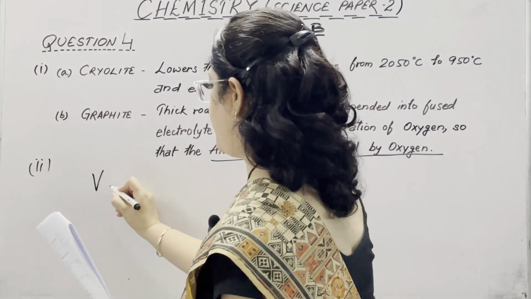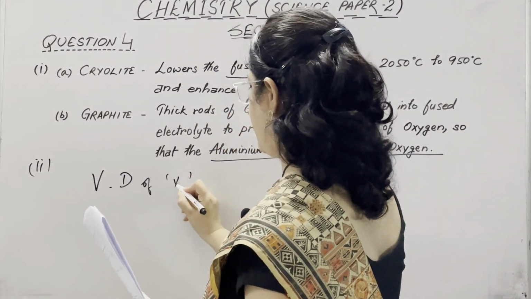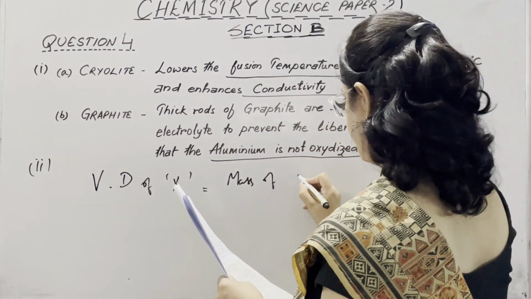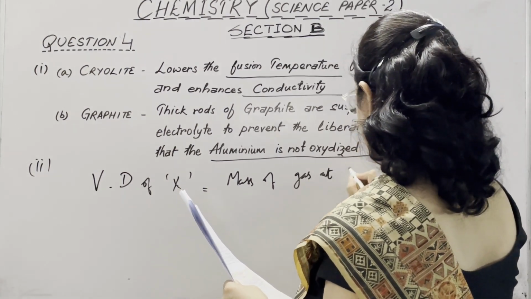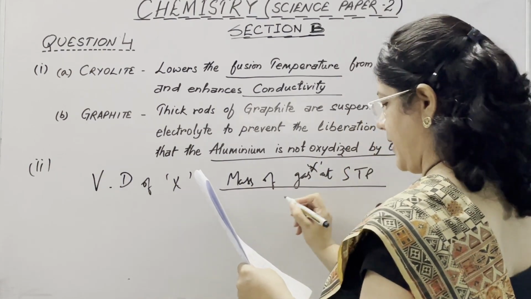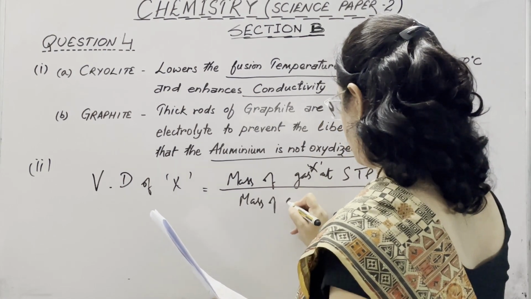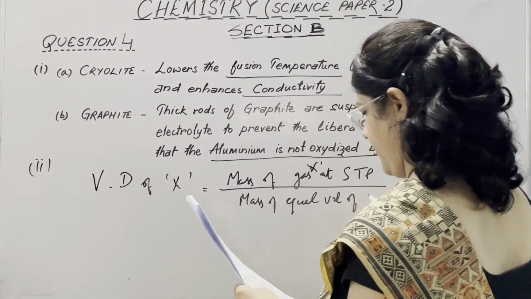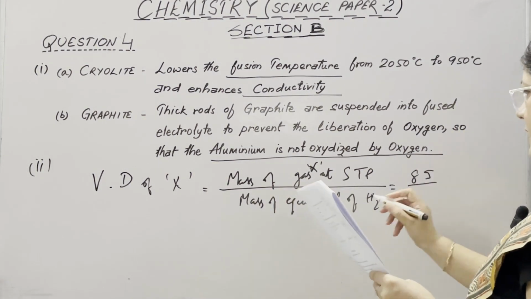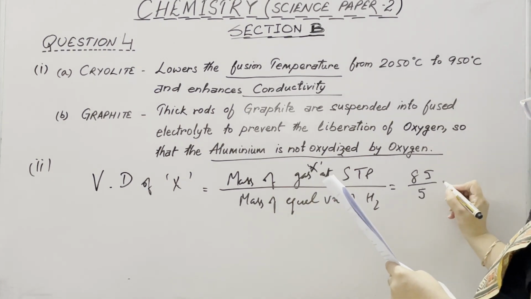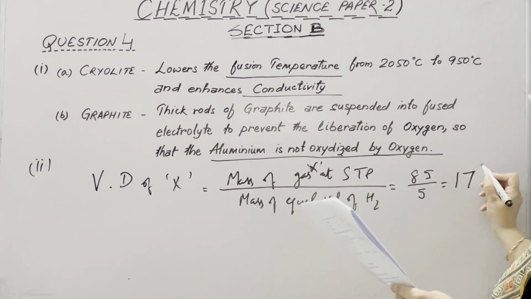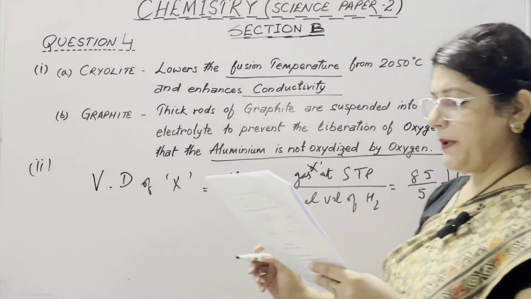We know the formula: vapor density of gas X is equal to the mass of gas X at STP divided by the mass of an equal volume of hydrogen. The mass of the given gas X is 85 and the equal volume of hydrogen is 5 gram. So it means 17. So the vapor density of gas X is 17. Give the empirical formula also.